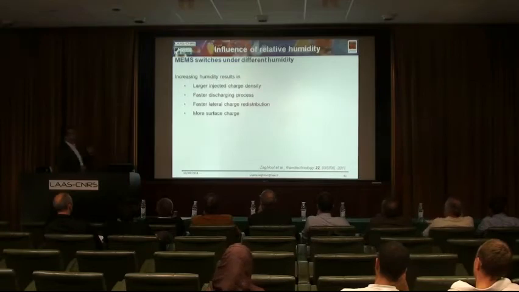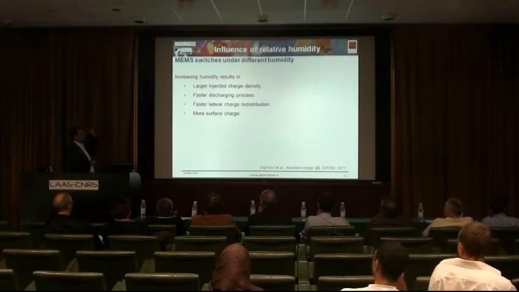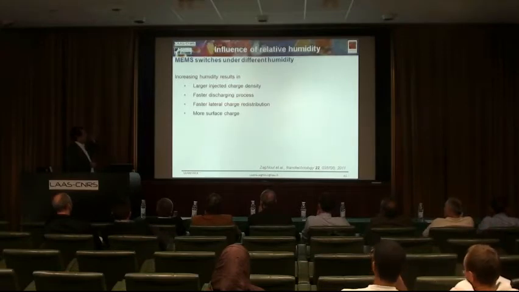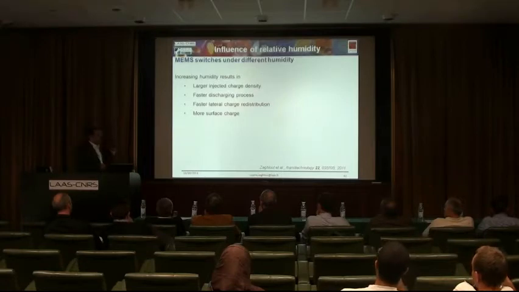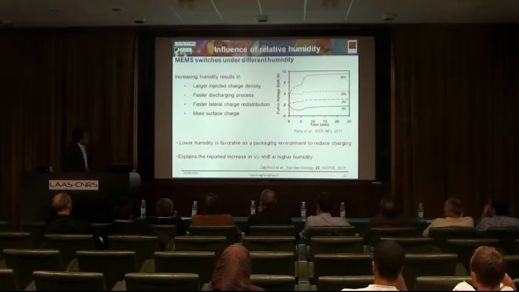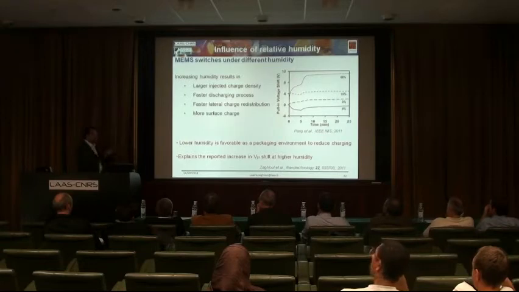So what happens with humidity? With humidity you have larger injected charge density, you have faster discharging process, right? And then you have also faster lateral charge redistribution. Finally, you have more surface charge. This means what? This means the smaller humidity levels actually is better for MEMS switches, because simply what you have is a smaller injected charge density, so you have a smaller shift, and then this higher surface charge will make this spreading of the charge more uniform on the surface, increasing the effectiveness of the electrostatic force.